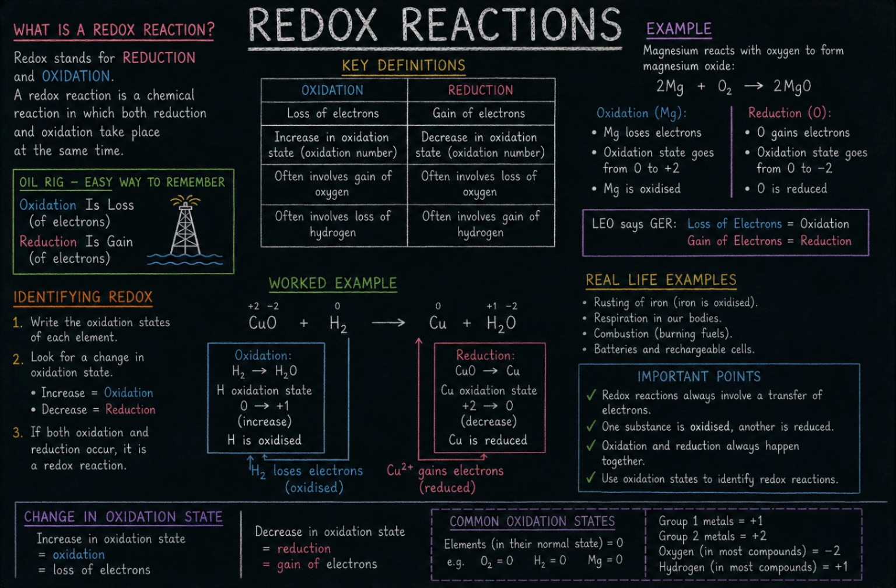Final summary. Let's quickly recap. Reactivity series. Metals are arranged from most reactive to least reactive. More reactive metals displace less reactive metals. Metals above hydrogen react with acids. Acids and alkalis. Acids produce H+ ions. Alkalis produce OH- ions. Acids have pH below 7. Alkalis have pH above 7. Neutralization makes salt and water.